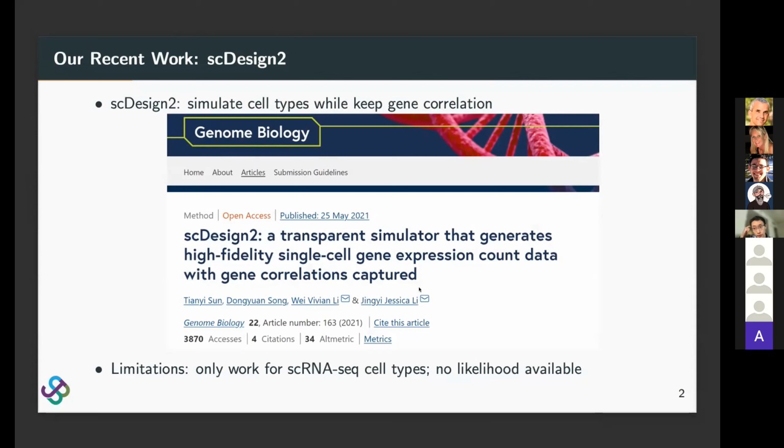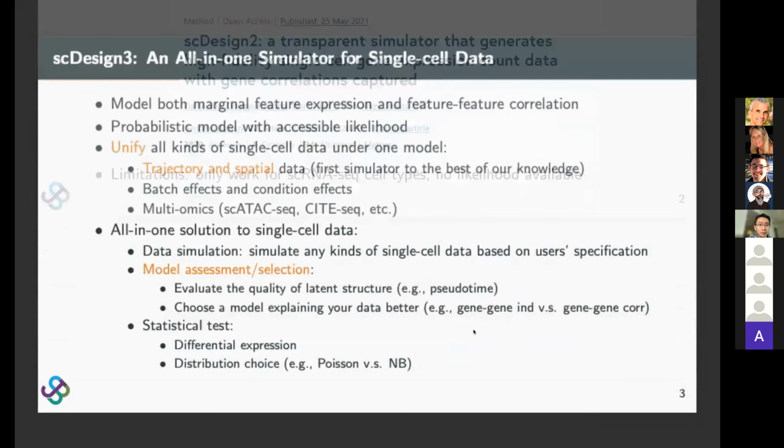And also for this model, although it is a probabilistic model, we cannot get the likelihood. The likelihood is very useful because if you want to perform model selection or statistical tests, then you must have the likelihood available.